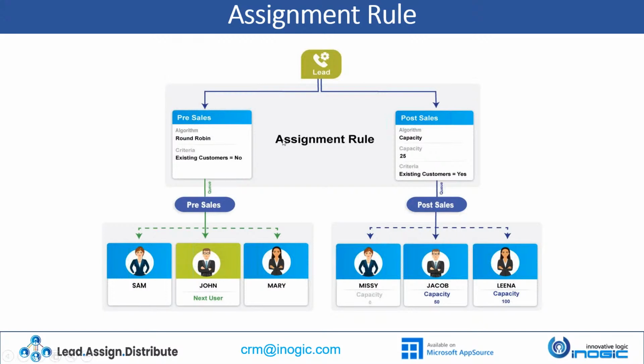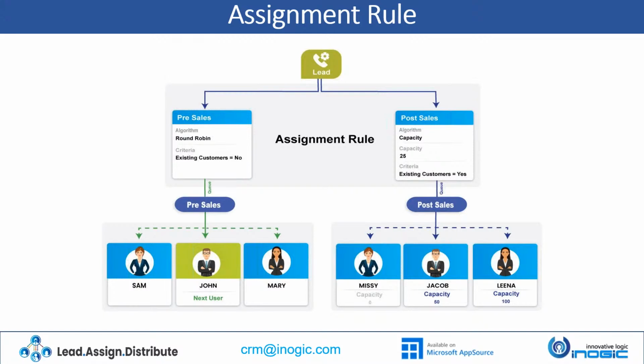So if a new lead is now being created for an existing customer, as per the selection criteria, it will definitely fall in the post-sales queue. Now, in the current situation, we see that Missy does not have any available capacity. The available capacity is standing at 0 right now. The next one is Jacob. Currently, he has the available capacity of 50. Now, if the lead is assigned to Jacob, 25 units from his available capacity will be reduced, and then he would be left only with 25 units. The next lead would be assigned to, say, Lena. Currently, Lena has an available capacity of 100. This means once the lead is assigned to Lena, 25 units from her available capacity will be reduced, and Lena would be then left with 75 units as the capacity.